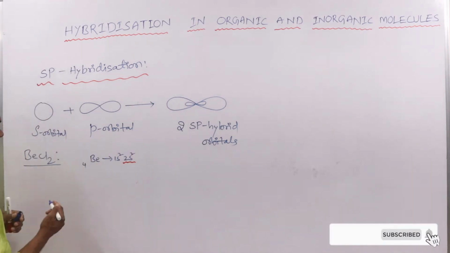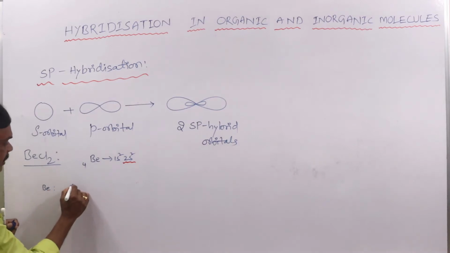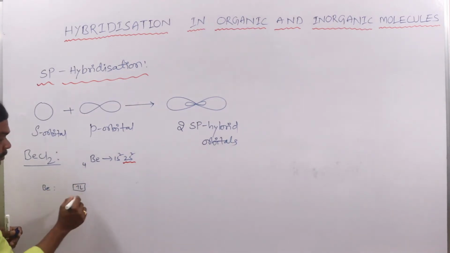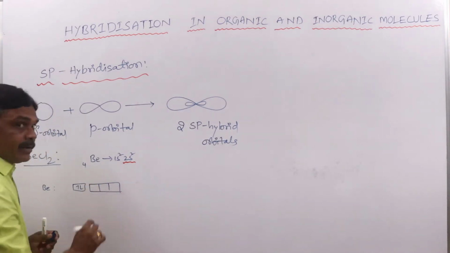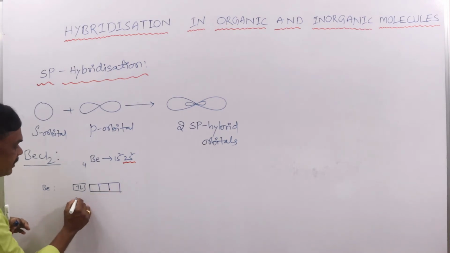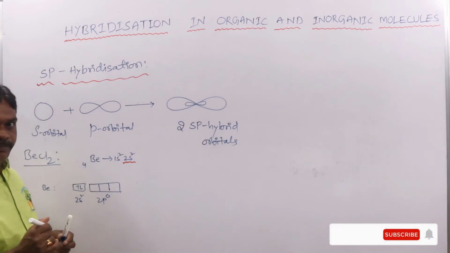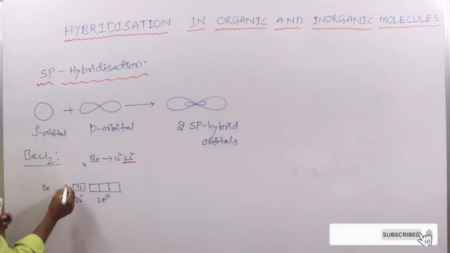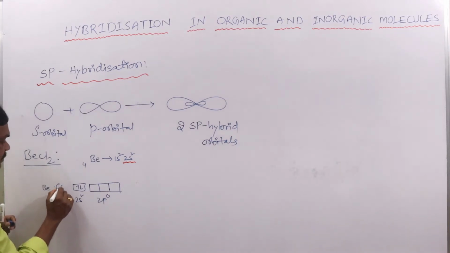The outermost electronic configuration of beryllium is 2s2. We know that in the second energy level there is a p orbital, which is vacant. So this is 2s2 and this is 2p0. This is known as the ground state electronic configuration.